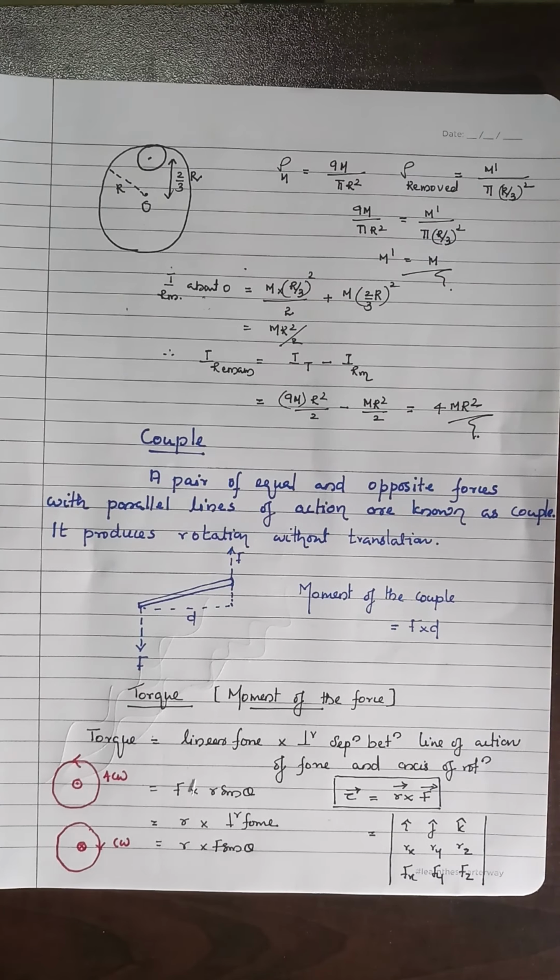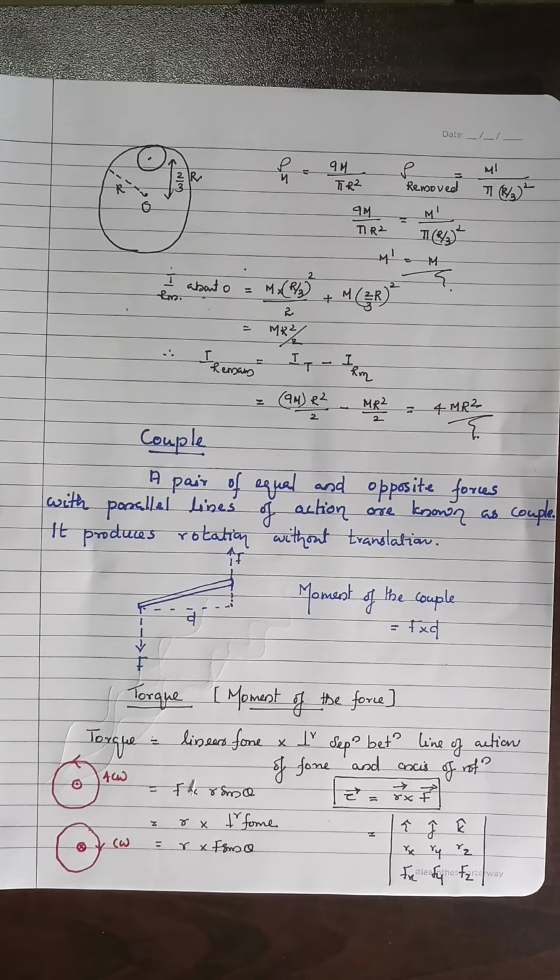A couple: the pair of equal and opposite forces with parallel lines of action is known as a couple. And keep in mind, it produces rotation without translation. The sigma F is equal to 0, but there is a non-zero value for torque. The mathematical concept for the moment of the couple is nothing but one of the forces into the perpendicular separation. You should go thoroughly about the torque, angular momentum, and other dynamics variables. Very, very important for our exams.